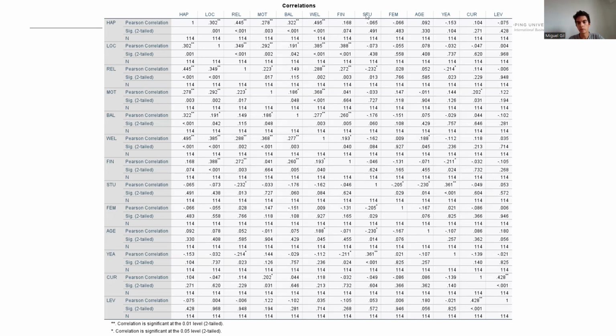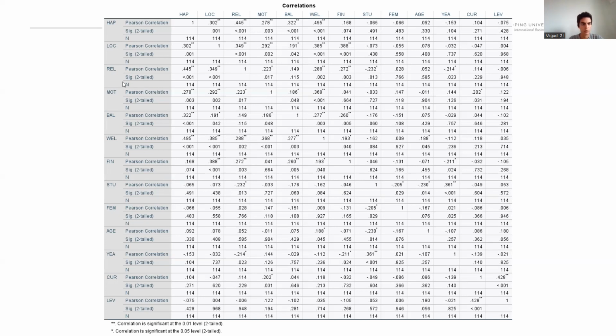And then also there are the controlled variables: if the person answering is a student or not, if the person is female or not, the age, the year when they started studying, the current status, if they are currently a student or not, and the level they are studying, bachelor, master, and so on. So there is no correlation with the controlled variables. But we can find something interesting.